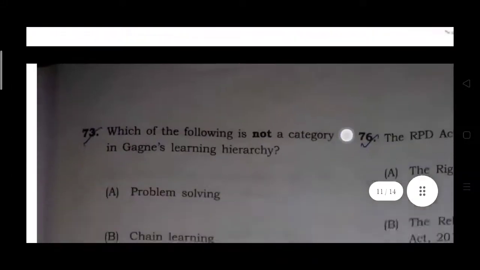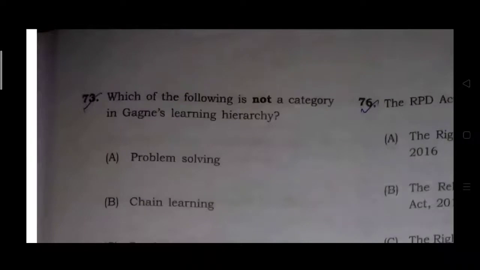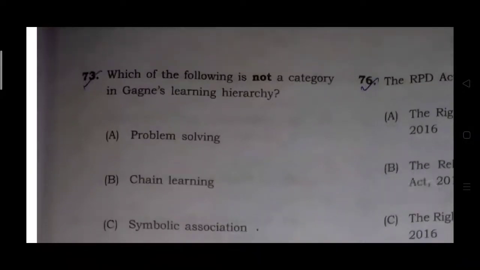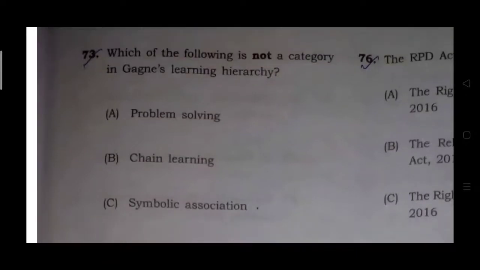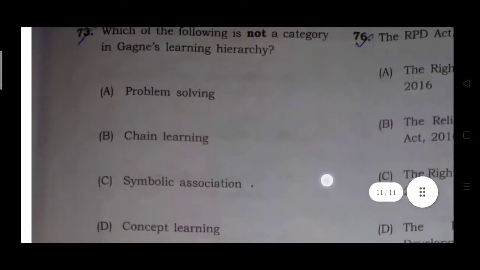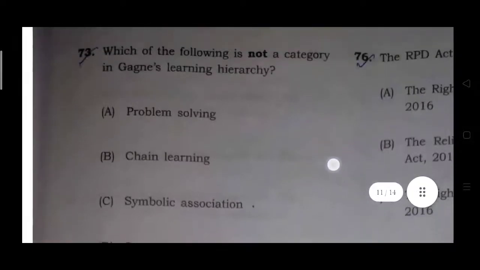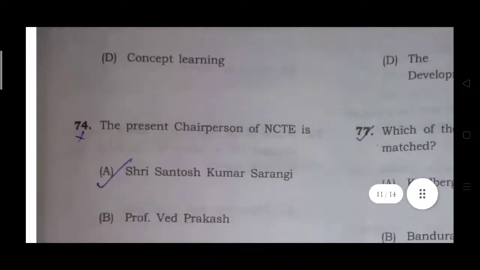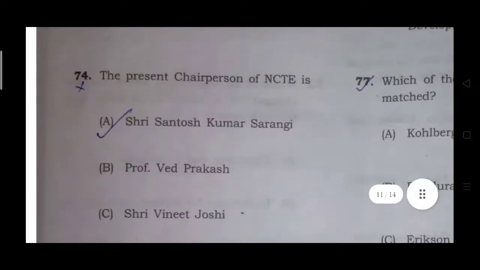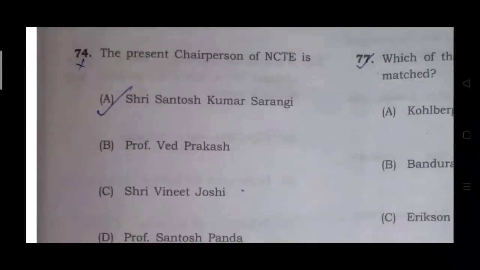Next, 73. Which of the following is not a category in Gagne's learning hierarchy? As we know, Gagne's learning hierarchy consists of 8 steps. So option C is not correct about the learning hierarchy, that is symbolic association. Option C will be the correct answer. Next, 74. The present chairperson of NCTE is. Who is the present chairperson of NCTE? Option A is the correct answer, Sri Santosh Kumar Sarangi.